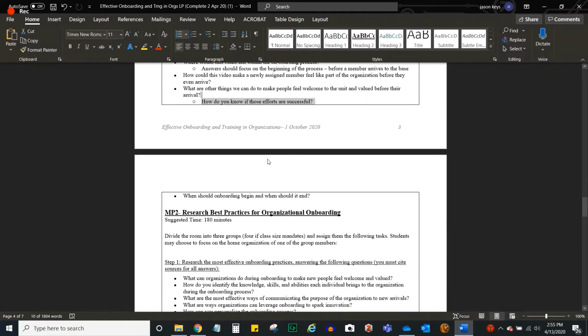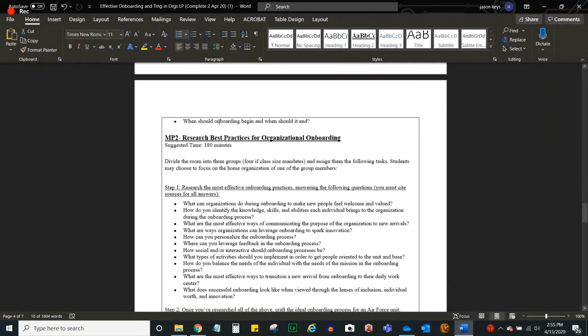And if they don't, that's a great point for them to consider: we've been doing these things, but we don't even know if they're successful or not back home. And when should onboarding begin? And when should it end?